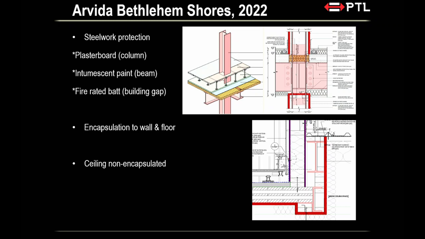So for this particular project, a lot of these apartments have encapsulation to the wall and floor. The ceiling is not encapsulated. So you just remember, in the event of a fire, the ceiling will fall off because there's no encapsulation there. So this presents a little bit of a problem. All right. So column, how do we protect that column going up? It's a bit of a mix.